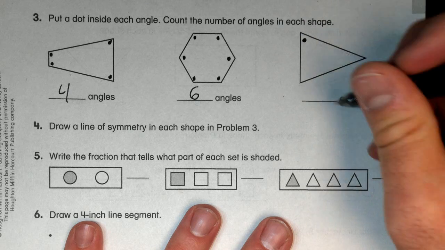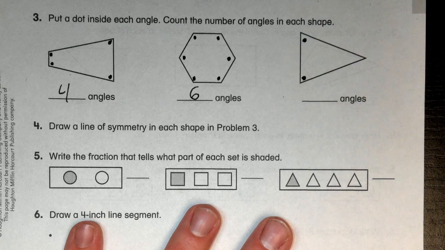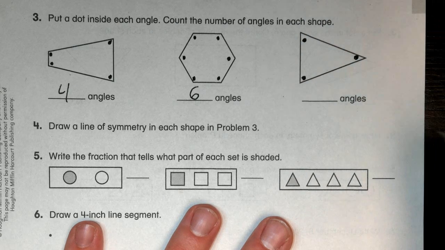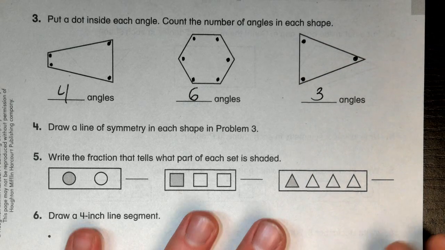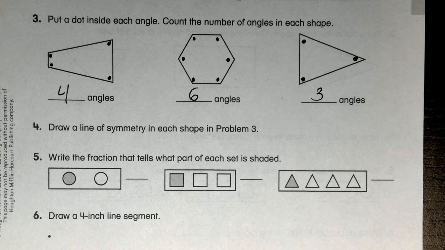We've got angle 1, angle 2, and angle 3. Okay, 3 angles for our triangle. Very good, my friends. Very good.